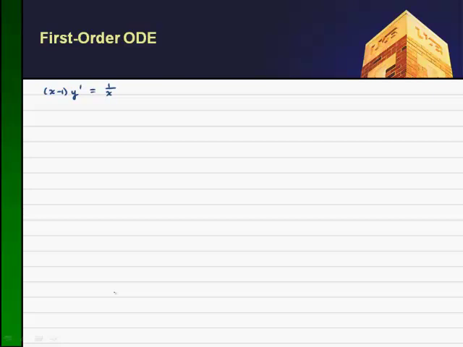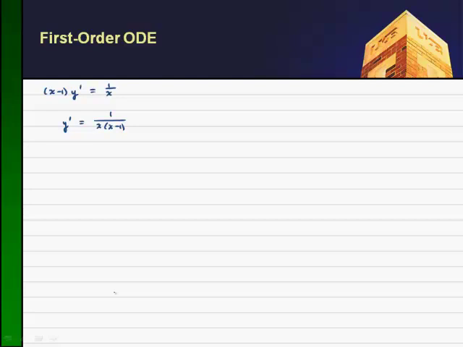Okay, so let's solve the ODE. Let's take the binomial expression x minus 1 times y prime is equal to 1 over x. First, let me go ahead and divide both sides by x minus 1. So I'll bring it over to the other side, and I'll write this as y prime equals 1 over x times x minus 1.